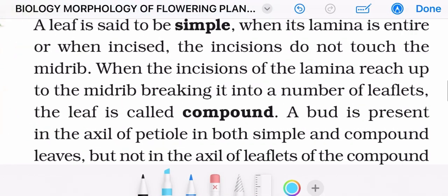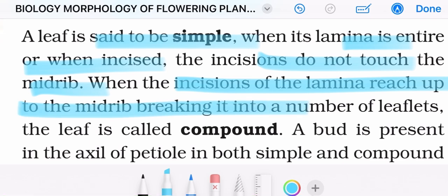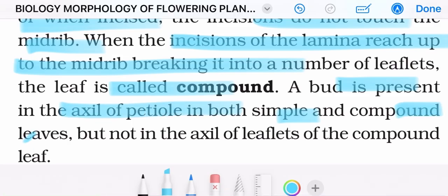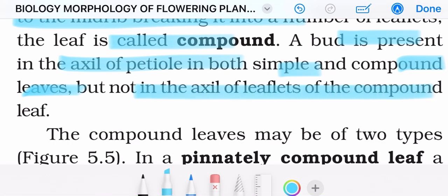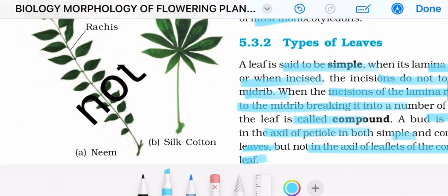Types of leaf. A leaf is said to be simple when the lamina is entire or when incised, the incisions do not touch the midrib. When incisions of the lamina reach up to the midrib, breaking it into a number of leaflets, that is a compound leaf. A bud is present in the axil of the petiole in both simple and compound leaves, but not in the axil of leaflets of the compound leaves.